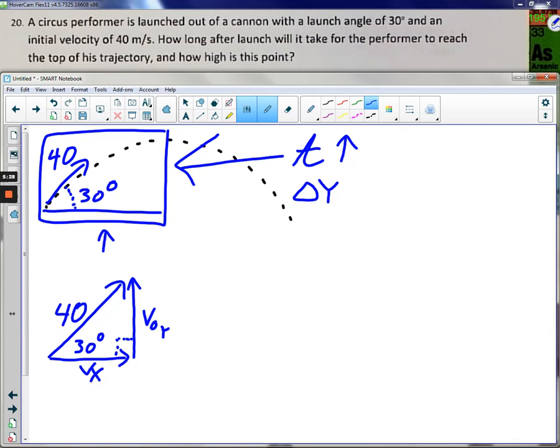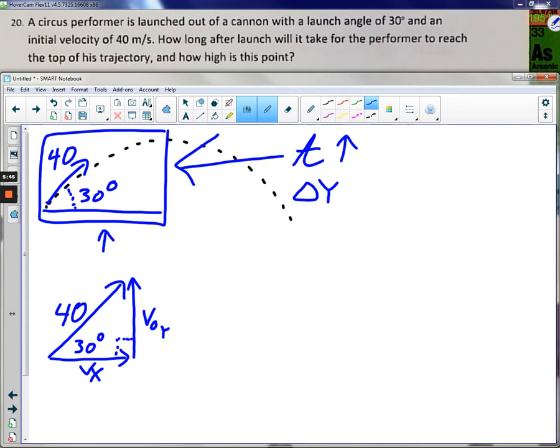Okay. So let's first of all describe what's going to be happening to this poor clown. Have you ever heard the one about the human cannonball? He got hired and fired in the same day? Yeah.